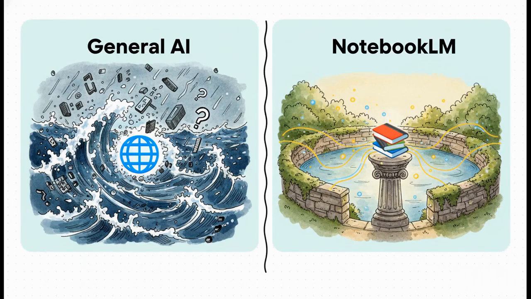This slide shows the huge difference. On one side, you've got your general AIs, the ones trained on the whole wild, messy, and sometimes just plain wrong internet. But on the other side, you've got NotebookLM. It's what we call a source-grounded model, which is a fancy way of saying it only works with the documents you give it. It's not trying to know everything in the world. It's trying to know your world perfectly.